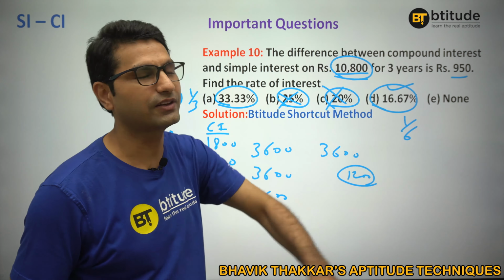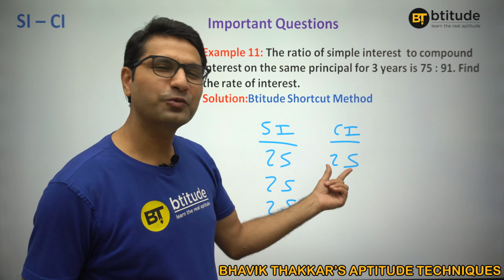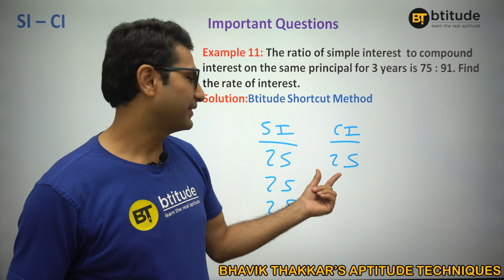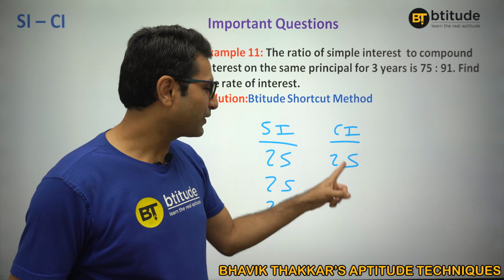The ratio of SI and CI is 75:91. Now we know SI is always the same, right? So 75 is 25, 25, 25. But CI, first year it would be 25. Now it has to increase by some percent. As soon as I know 25, I know it has to be 5 square. So 1/5 of it maybe, right? That's what we always understand.